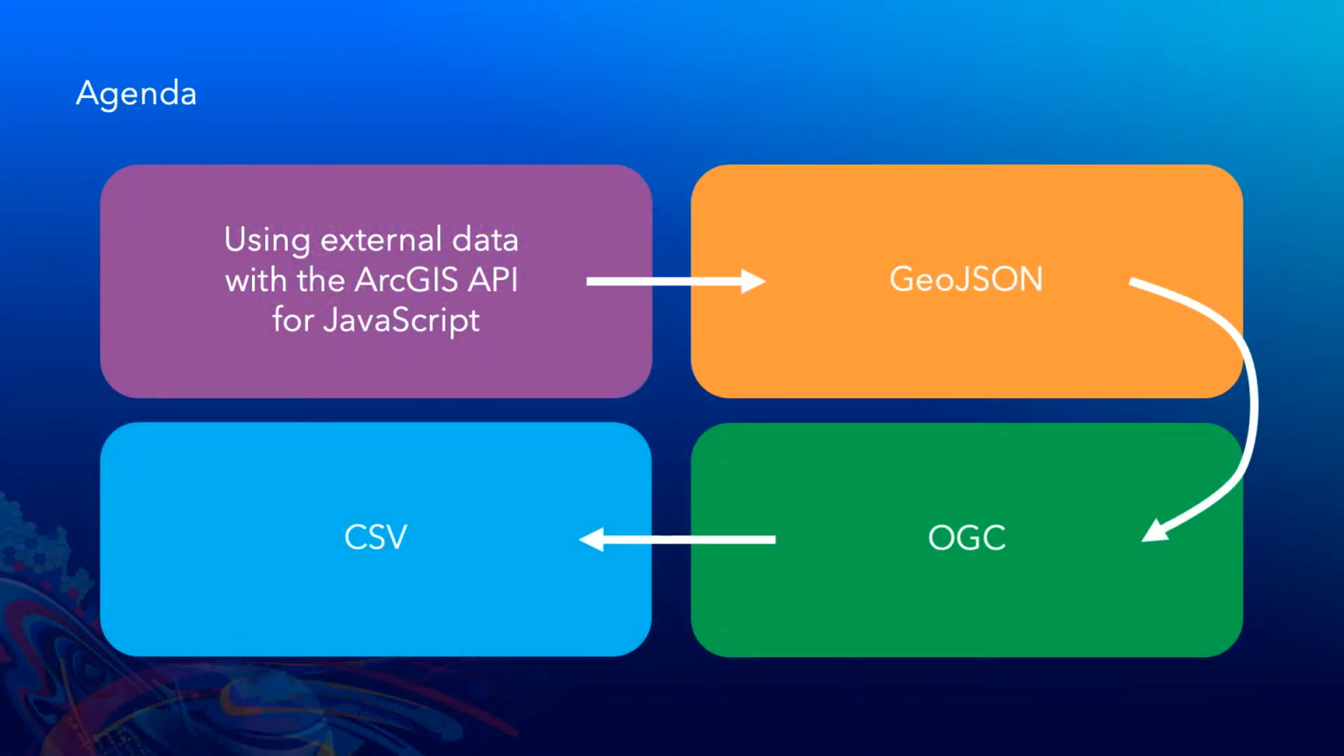I just wanted to briefly go over what we will cover today before we dive in. First, we'll talk about using external data with the ArcGIS API for JavaScript, and then we'll move into some specific data types and create some awesome web apps using this data. In this session, we will talk about GeoJSON, OGC, and CSV data.